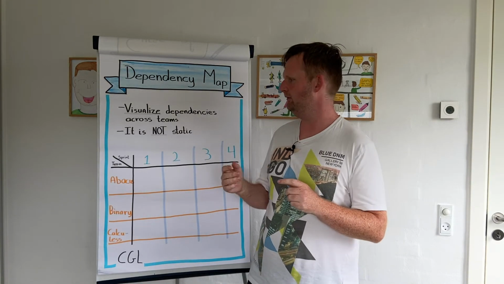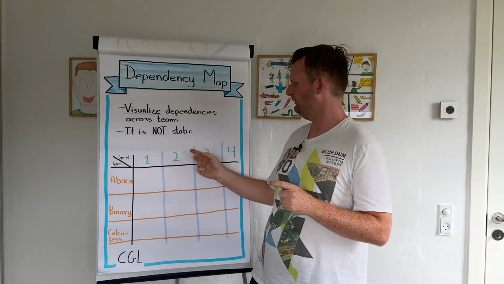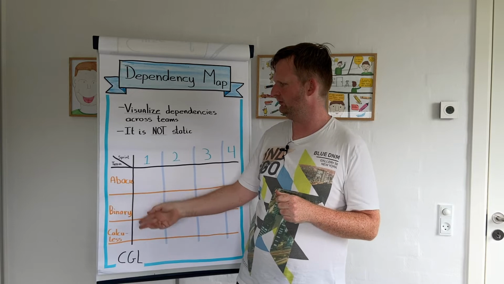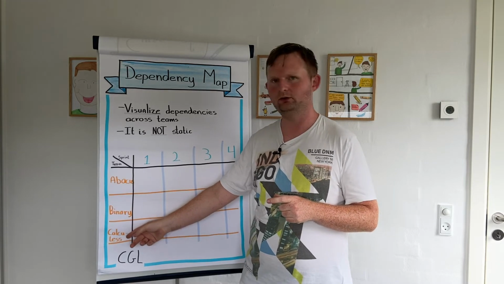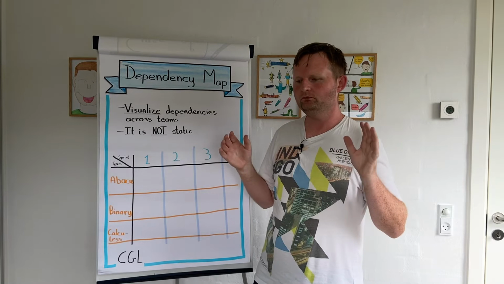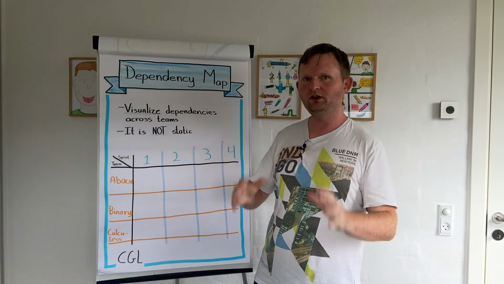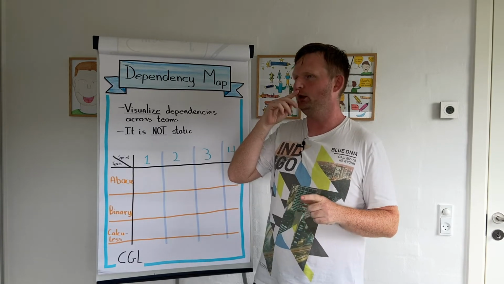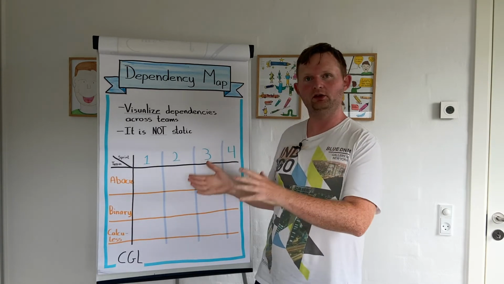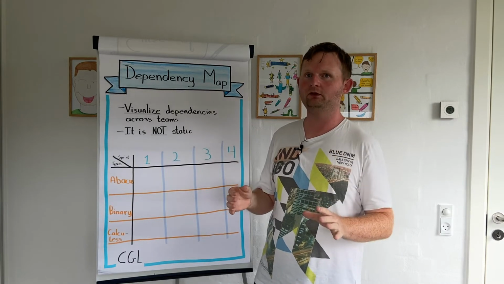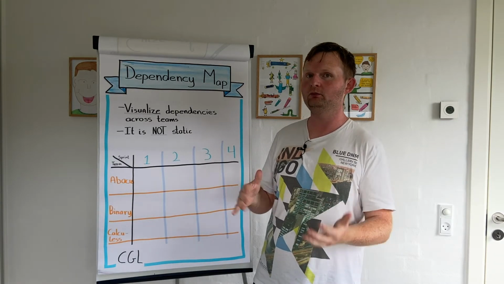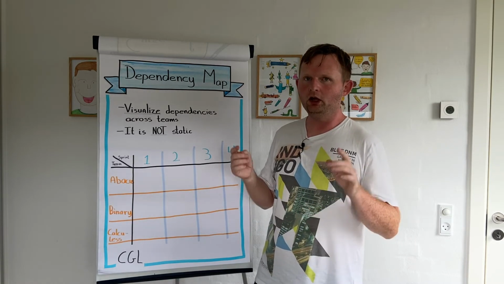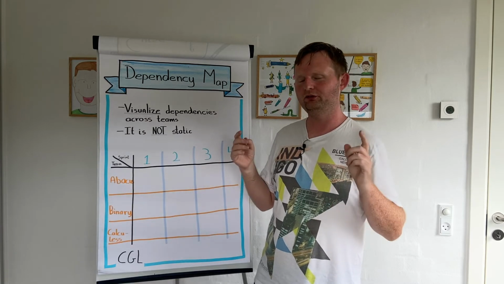Most dependency maps I've seen have the coming sprints on one axis, and the other dimension is the teams. So here we have Team Abacus, Team Binary, and Team Calculus. And the idea is to, in a visual way, map the dependencies between teams. And this can be done physically or virtually. My suggestion would be to do it physically and then mirror it virtually, so you can continue to update it afterwards virtually. But when doing it physically, it's super nice.